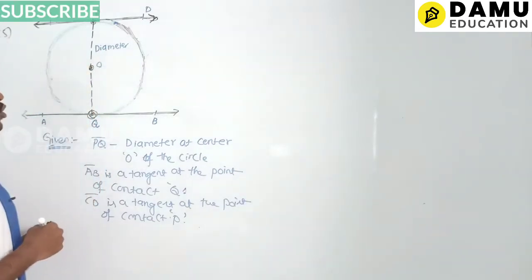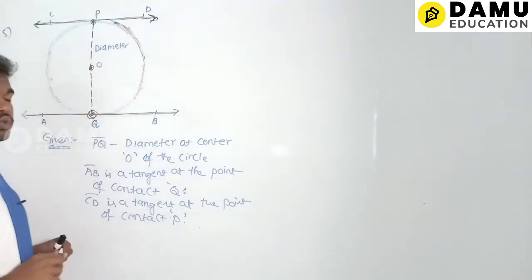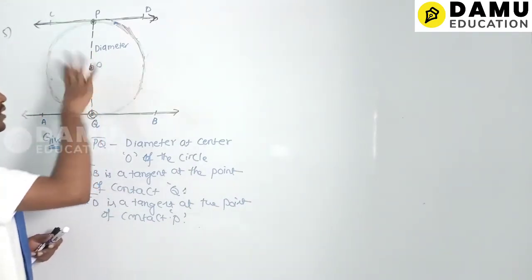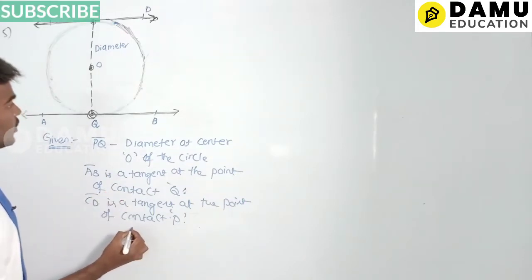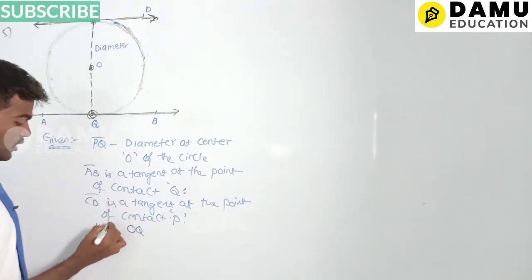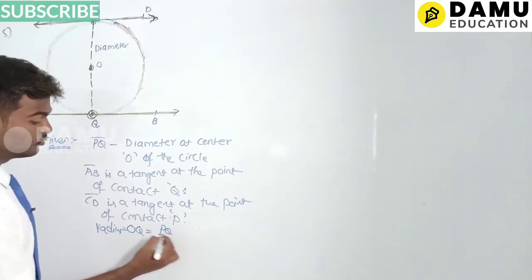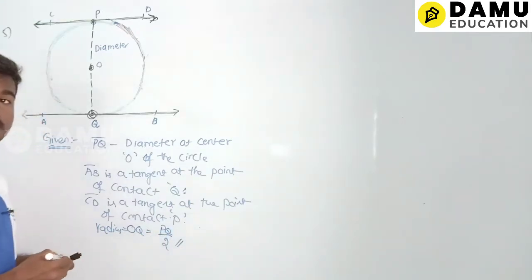So the center is O and the diameter is PQ. Then what is the radius? So we can take the radius as OQ. Radius will be equal to OQ, that is PQ by 2. So half of the diameter.